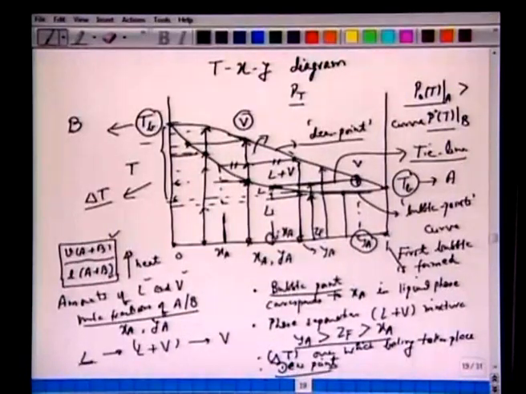We start with a certain composition ZF. At any instance, liquid has Xa and vapor has Ya mole fractions, and now the entire liquid has been converted into vapor, which means the final composition will be the same as the starting composition, which is ZF.